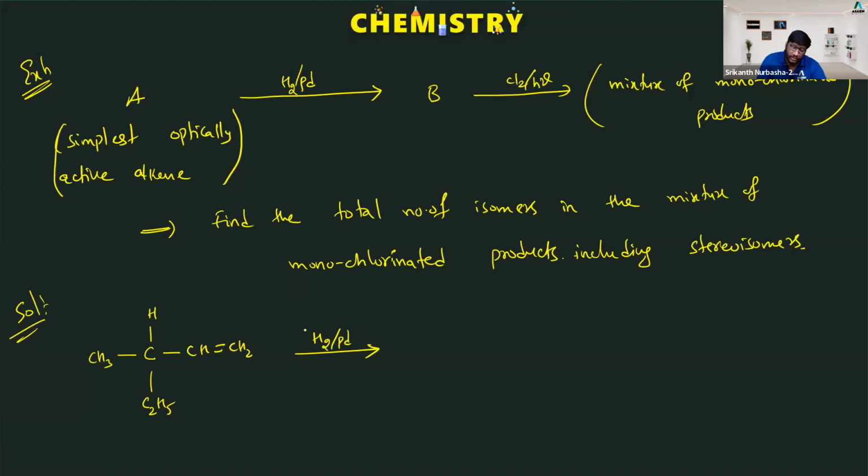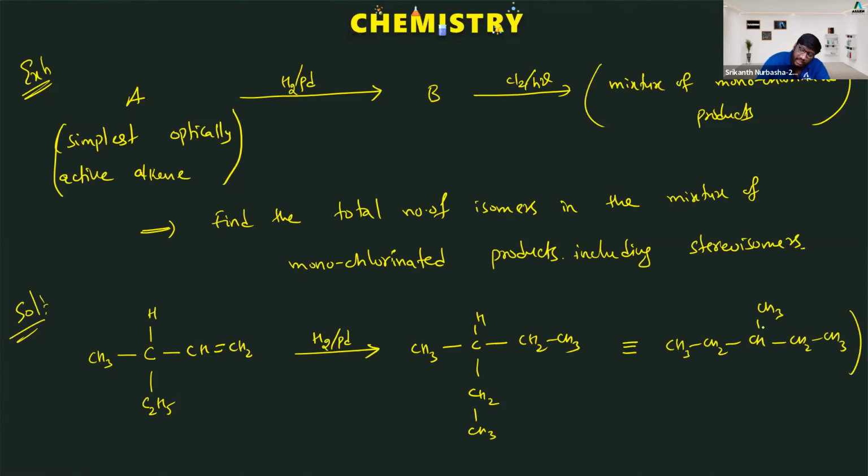What will happen now? CH3, CH, C2H5, CH=CH2. If you treat with H2 in the presence of palladium, you will get CH3, CH, CH2CH3, and CH2CH3. Yes or no? It is nothing but CH3CH2CH(CH3)CH2CH3. I can write this compound in this fashion. This is nothing but your B. So compound A, the simplest optically active alkene, treated with H2 in the presence of palladium, gave compound B. Hydrogenation I have done. Hydration means addition of water; hydrogenation means addition of H2. Upon hydrogenation, I got B.